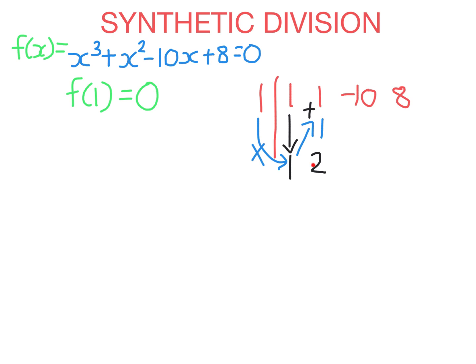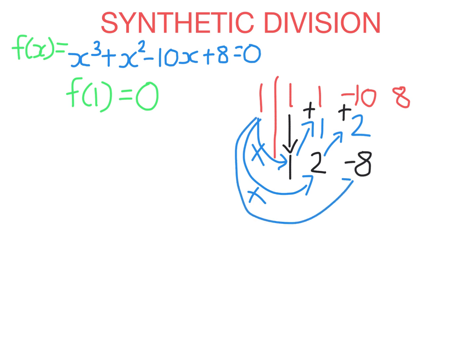When we get a number down here, we multiply by the root. So now we go 1 times 2, which is 2. I put that up here. Again, we add. So we have negative 10 plus 2, that gives us negative 8. And once again, when we get something down here, it gets multiplied by the root. So 1 times negative 8 is obviously negative 8, and we put that up here. And once again, we add to find the remainder. 8 plus negative 8 is 0.